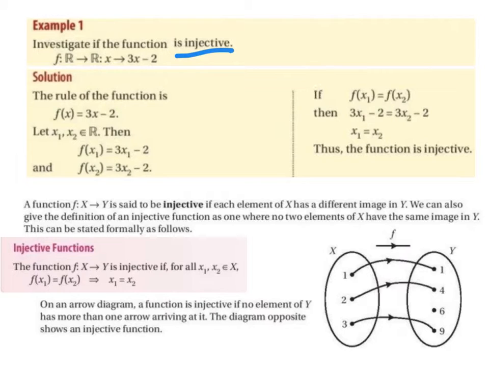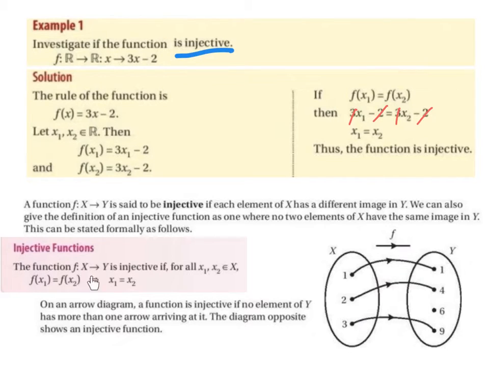So if f of x1 is equal to f of x2, then 3x1 minus 2 will be equal to 3x2 minus 2. So the minus 2's can cancel out, and the 3's can cancel, leaving us with x1 on the left and x2 on the right. So therefore x1 is equal to x2, thus the function is injective.